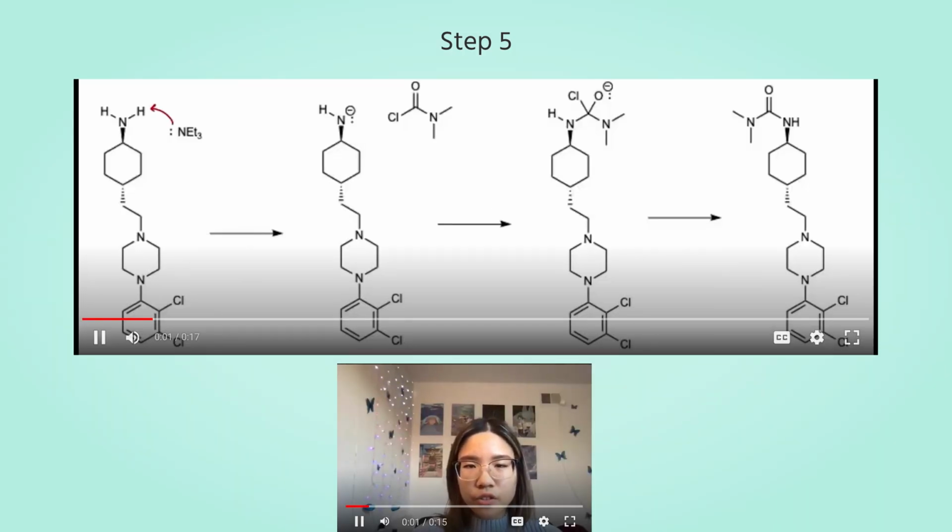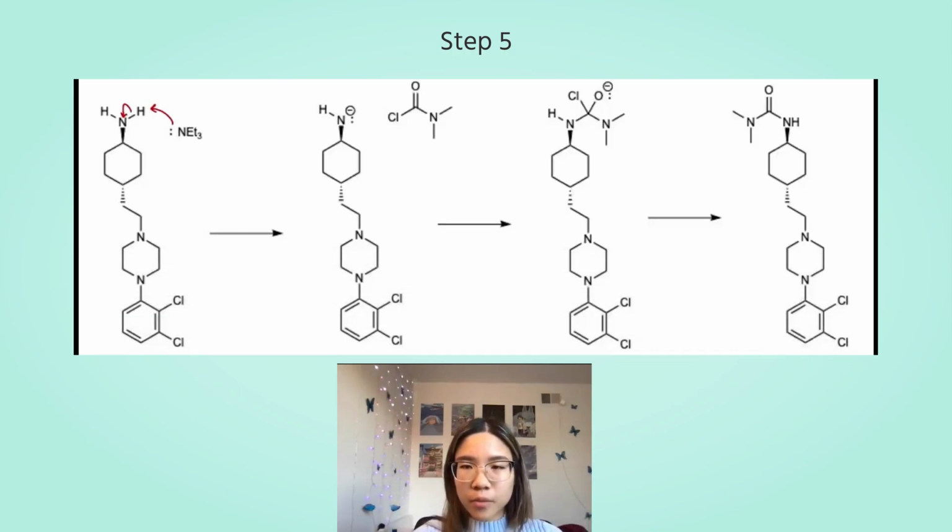This reaction starts with triethylamine removing a proton from the amine. The negatively charged nitrogen atom then attacks at the carbonyl portion of the dimethyl carbamyl chloride. The electrons of the double bond are then pushed up to the oxygen, then back down to remove chlorine.